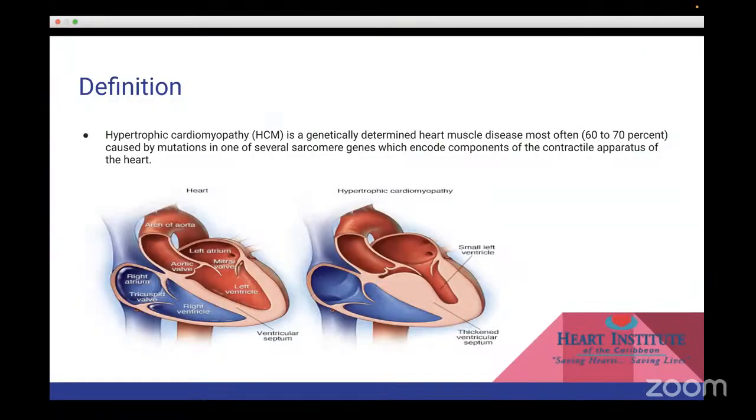Hypertrophic cardiomyopathy is primarily a genetically determined heart muscle disease, most often, in 60 to 70% of cases, caused by mutations in one of several sarcomere genes, which encode components of the contractile apparatus of the heart. Here we have a diagram, and we see the normal heart on the left and hypertrophic cardiomyopathy on the right. In the left ventricle, there's hypertrophy of the wall and a thickened interventricular septum. We'll speak more about this when we go on to the morphology and the pathophysiology.